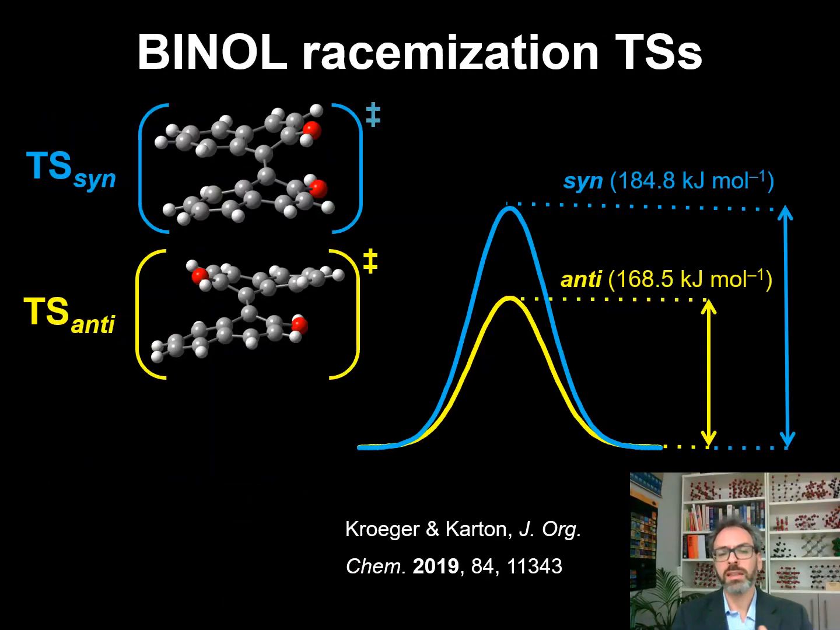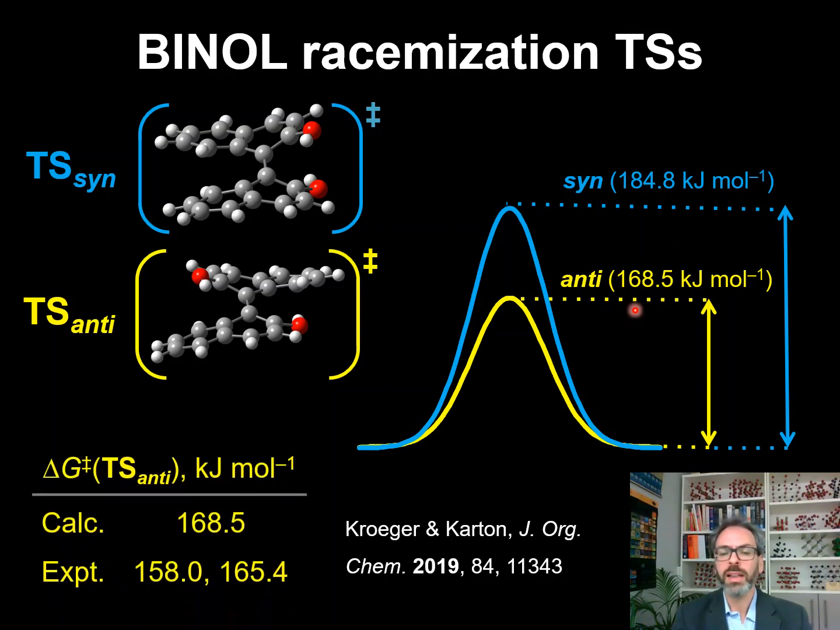Let's examine the uncatalyzed racemization of BINOL. We obtain two possible transition structures for this racemization, a syn-type transition structure and an anti-type transition structure. Similar to the case of binaphthyl, the anti-type transition structure is kinetically favorable, and we obtain a reaction barrier height of 168.5 kilojoules per mole. This reaction barrier height is in reasonably good agreement with the available experimental data, which obtain reaction barrier heights of 158 or 165 kilojoules per mole. This again gives us confidence in the levels of theory that we are using here.